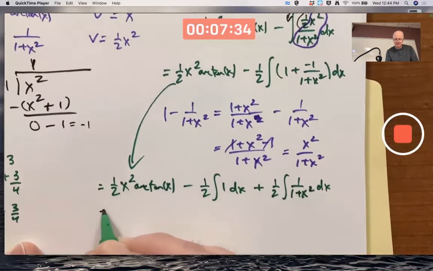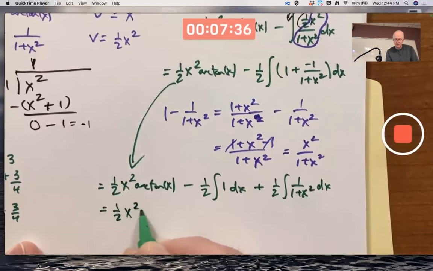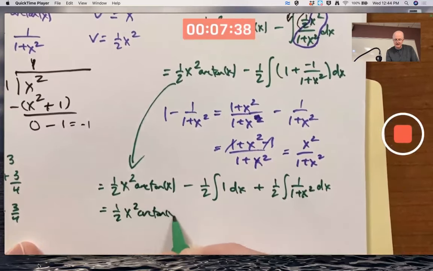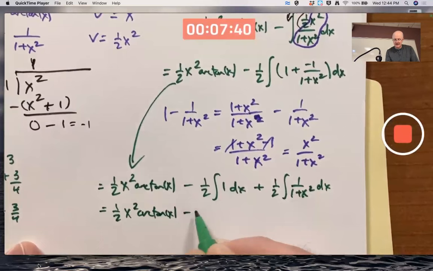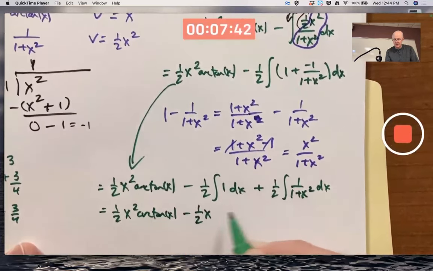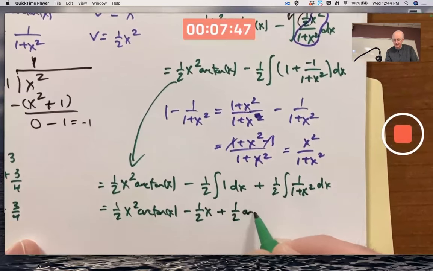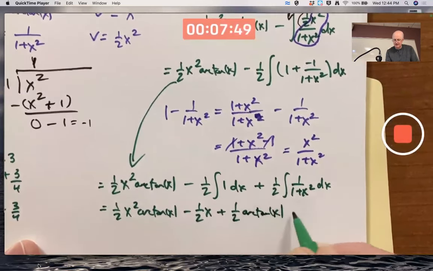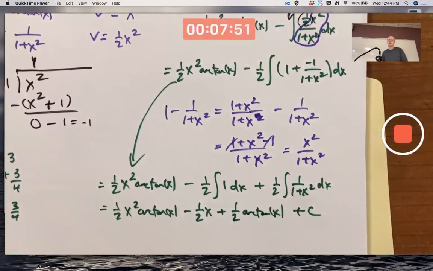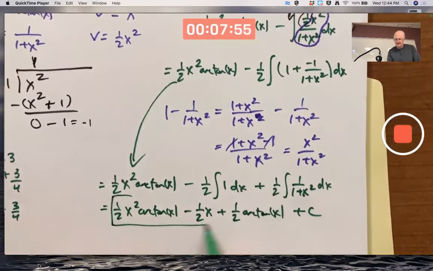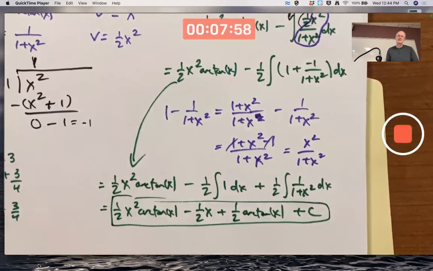And yeah, those integrals are both easy to do, I hope you can see. Here I'm just integrating 1, giving me x. Here I'm integrating 1 over 1 plus x squared. That's a memorized integral. That's arctangent. That should be correct if I have not made any mistake.